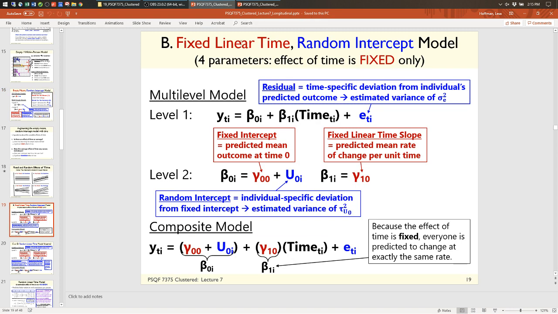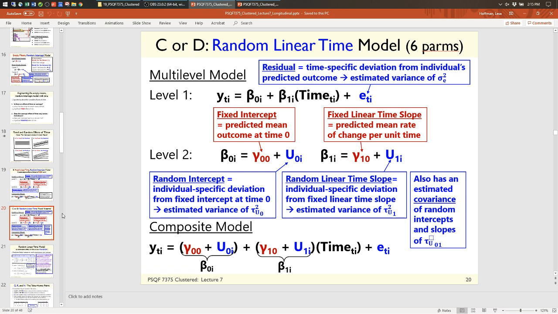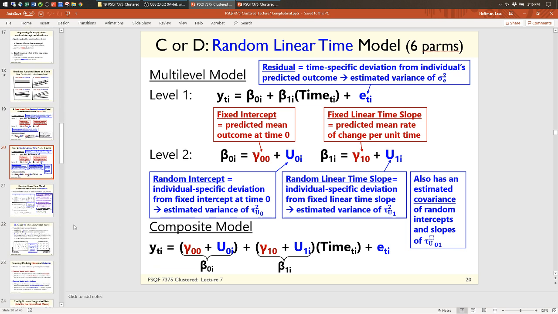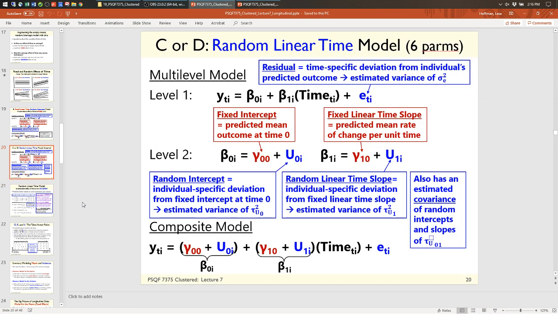So this is the intermediate one where the time effect is only fixed and the intercept is random only, and then random linear is when the fixed slope and the random slope for time are both present here. So this is the type of model that you'll be working with in your homework, as well as one level 2 predictor for each of those. So that's one of the first types of models that we looked at. Okay, questions so far?